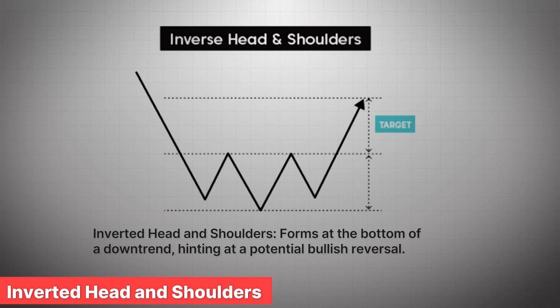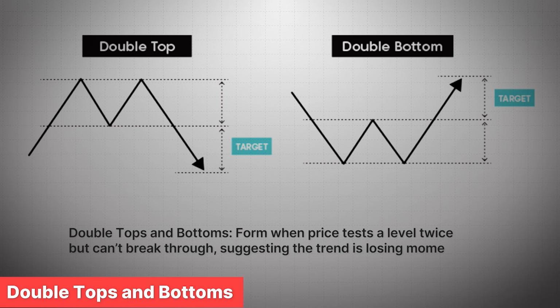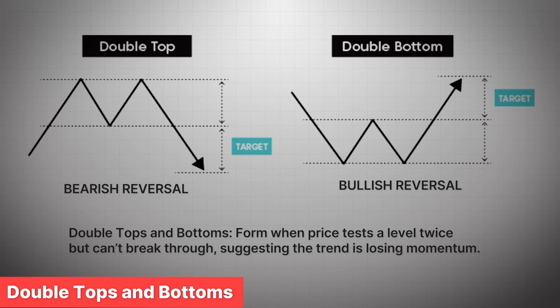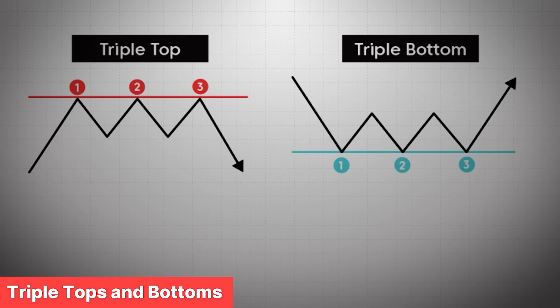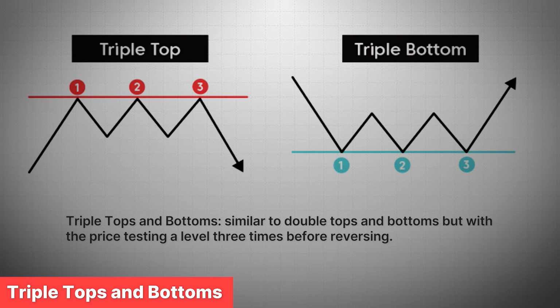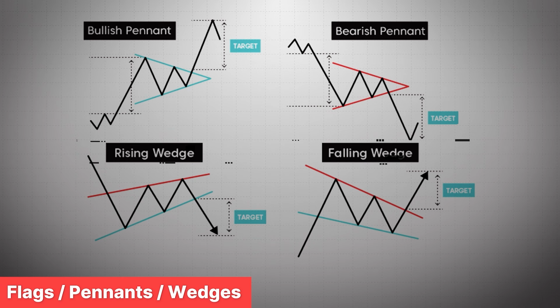Double tops and bottoms should be your main focal point. These form when price tests a level twice, but can't break through, suggesting the trend is losing momentum. A double top often leads to a bearish reversal, while a double bottom can result in a bullish reversal. Triple tops and bottoms are similar, with the price testing a level 3 times before reversing. Continuation patterns suggest that the current trend is just taking a breather before likely resuming. Flags and pennants form quite often.